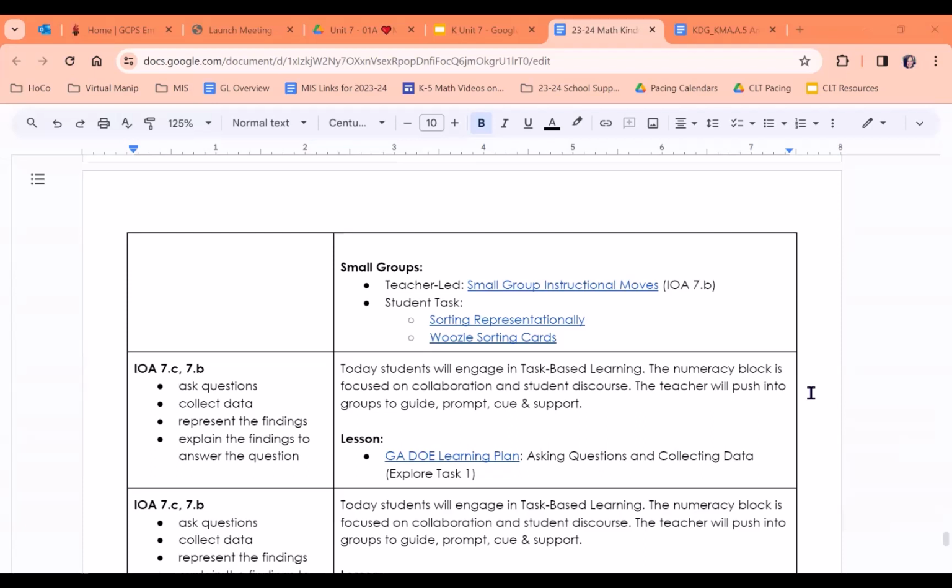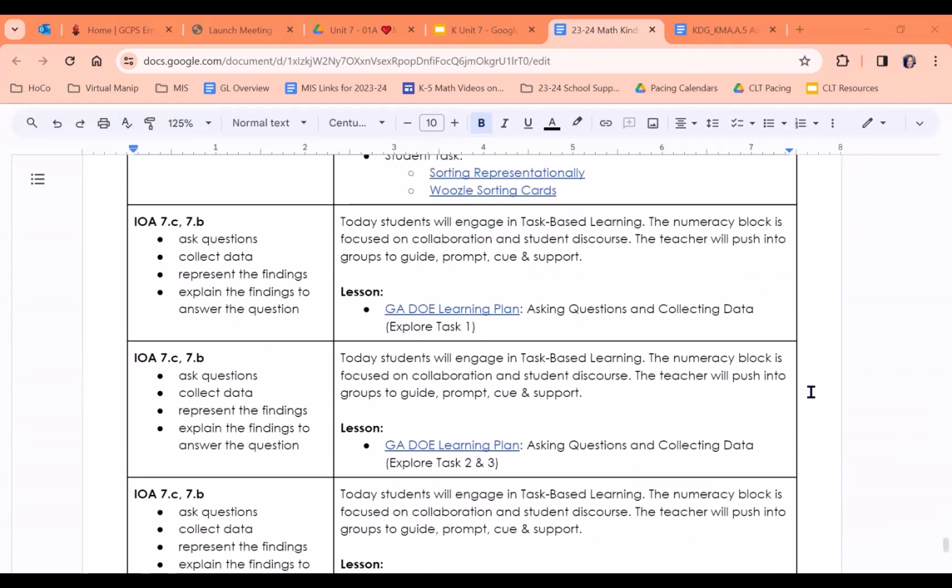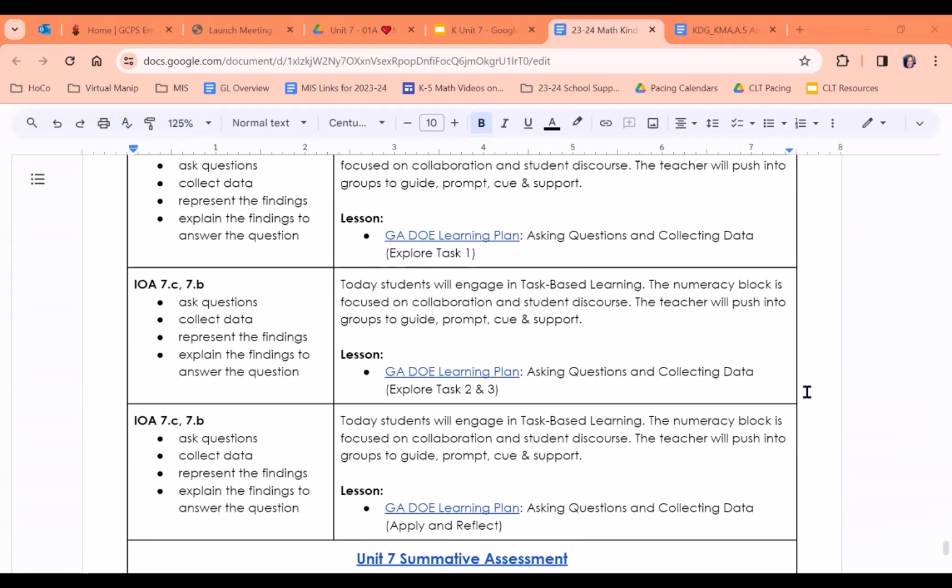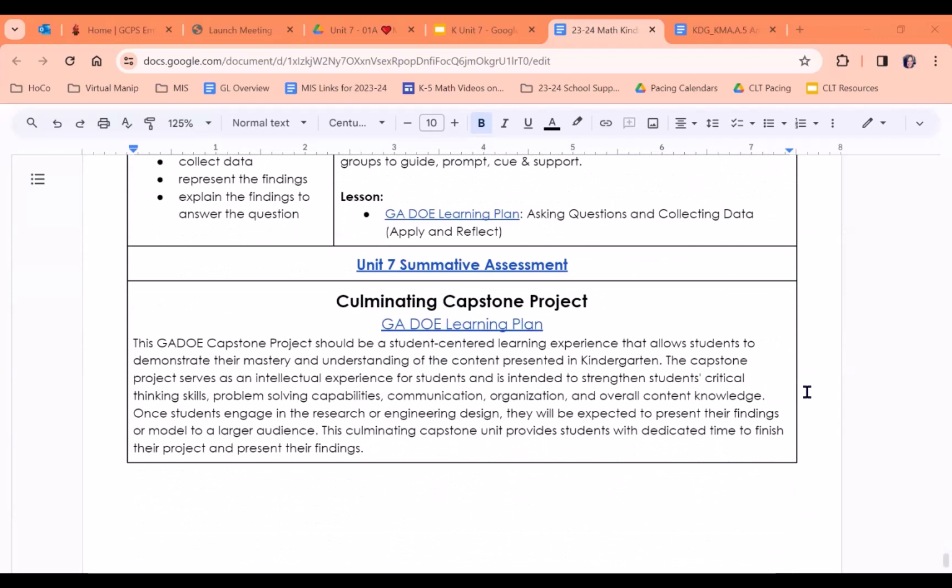Knowing this is getting close to the end of the year, we are excited to integrate the Georgia DOE learning plan into our pacing. With this learning plan, students will ask questions, collect data, and analyze and interpret the data as they plan an end-of-the-year party. IOAs associated with AKS 3, 6, and 2 are addressed in the provided activating strategies. We have provided a possible summative assessment for Unit 7.